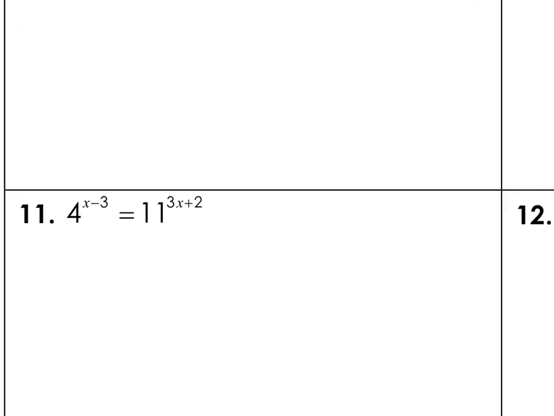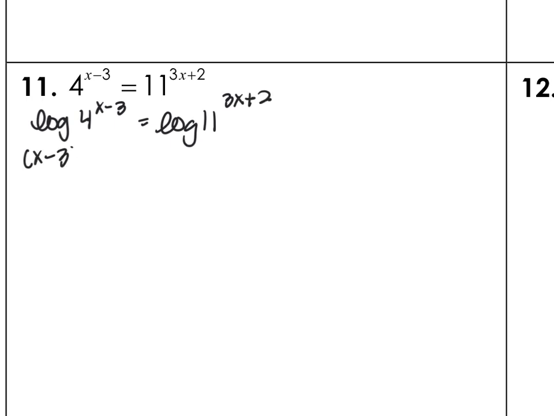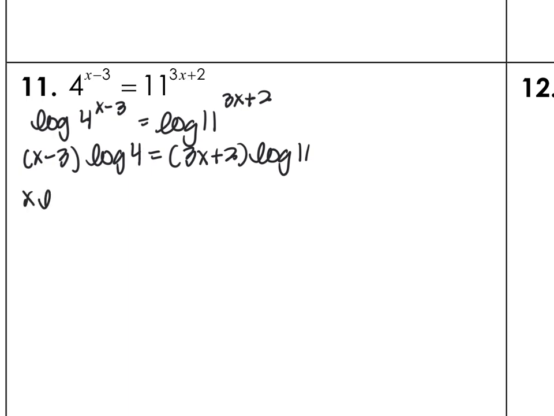So if you want to try these on your own, pause the video, try it, and just check and see if you got your answers right. Okay, so let's see this one. Log both sides. Log 4. Log 11. Because that's what allows us to bring these exponents down. Now distribute in the log 4 to both of these terms. Over here, we're distributing in the log 11.